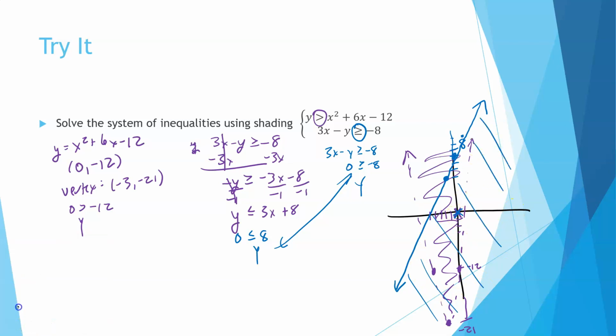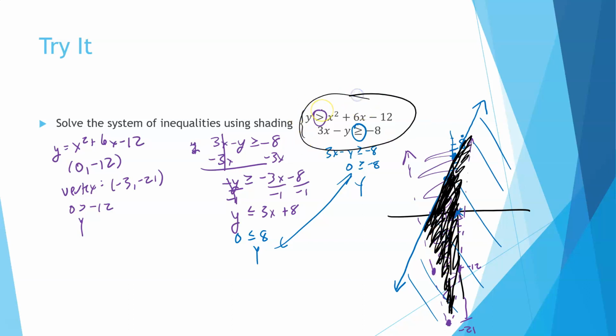Last but not least, remember to find where they overlap, and it's inside the parabola and below the line. Now, just as a reminder, what this means is that any point that falls within this shaded region, or technically on the line between these two things, not on the curve though, because that's dotted, any point in that region would work in this system. I could plug any point in those into both those inequalities, and I would get the same answer.